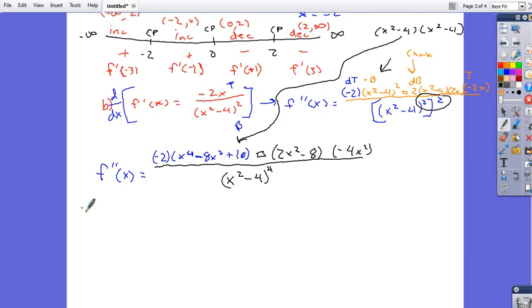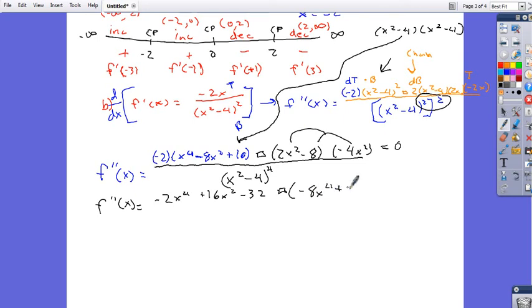Now we still have to simplify the top, so let's continue at the prime of x. Why do we have to simplify the top? Because there's no way to set this equal to 0. You're going to have to simplify it anyway, so you might as well get going, right? So simplify. We multiply, we get negative 2x to the fourth power plus 16x squared minus 32 minus, now I get to distribute this reverse-wise. This is negative 8x to the fourth power plus 16x squared.